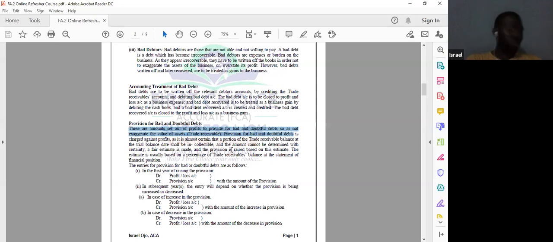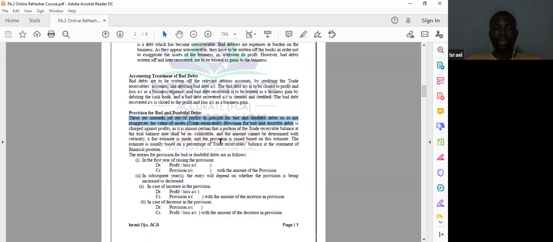It's always shown in the statement of financial position. So that's the way we treat that. Now let's look at the accounting entry for that. The entries for provision for doubtful debt are as follows. In the first year of raising provision, you debit your profit or loss account because you are trying to reduce the element of your initial revenue that you have recognized before. You are trying to reduce your revenue with that amount. Then the other one is to credit your provision account. So that's the way you do it in the first year.